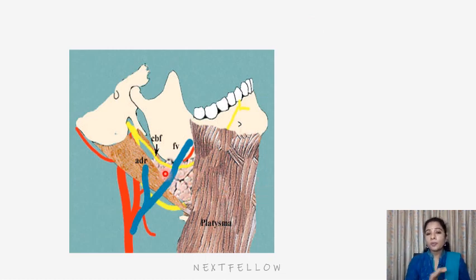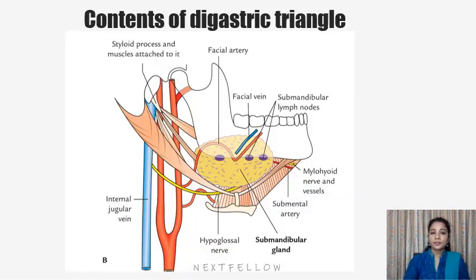So the roof is formed by the skin, superficial fascia containing platysma, which is supplied by cervical branch of facial nerve, and deep fascia, and also some cutaneous nerves like transverse and anterior cutaneous nerves of neck. So that was about the roof boundaries. Next we shall see the contents of digastric triangle.